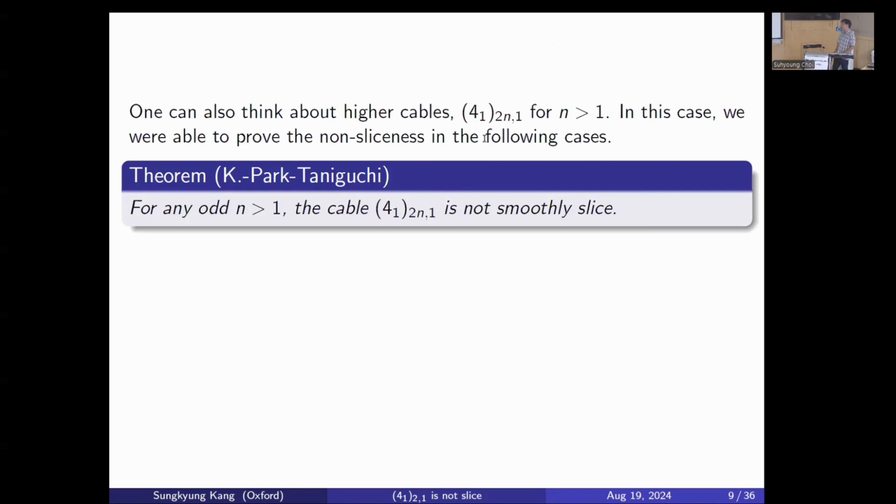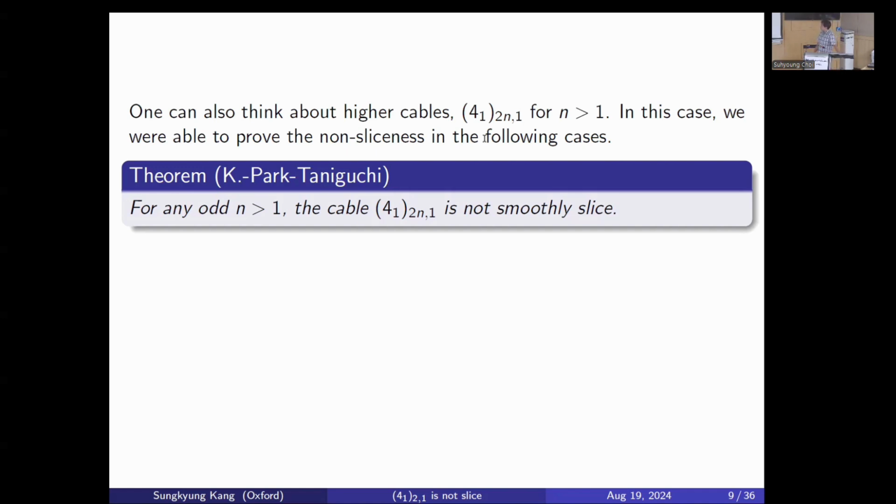And now Miyazaki's family also covers higher cables, 2n,1, where n is bigger than 1. So for example, the 4,1 cable, the 6,1 cable, and so on. In this case, in my joint work with John Park and Masaki Taniguchi this year, we were able to prove that if your parameter n is odd, then the 2n,1 cable is actually not smoothly slice.